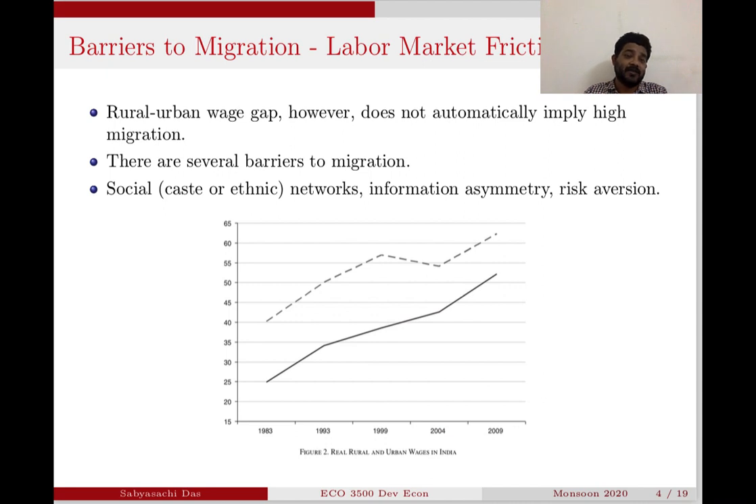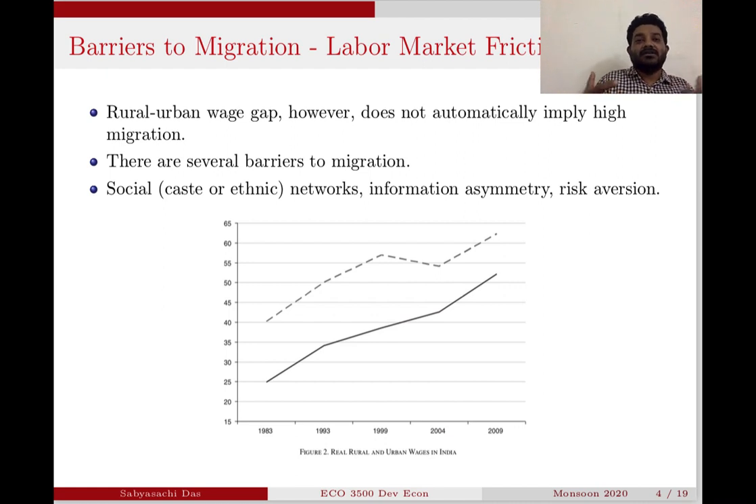But once they move to the urban area, that's a much riskier undertaking, right? So for them, various factors, social and caste networks in the case of India, ethnic networks in the case of many other countries, location-based networks in the context of China, along with information asymmetry and risk aversion, especially for the poor, act as multiple barriers to migration. So even if there are these large rural-urban wage gaps, it need not imply large migration from rural to urban areas because of these kinds of barriers, right?